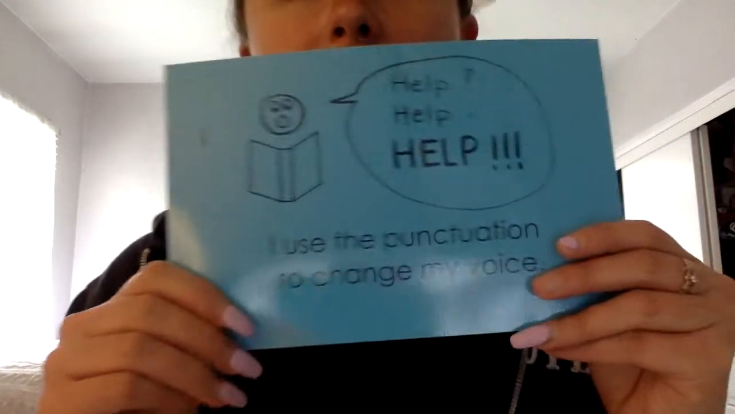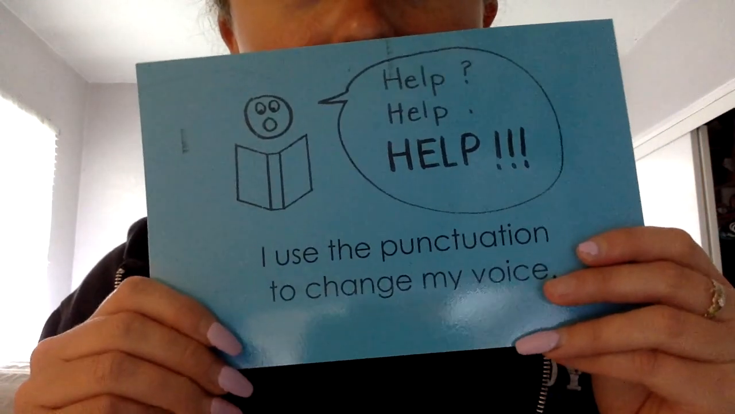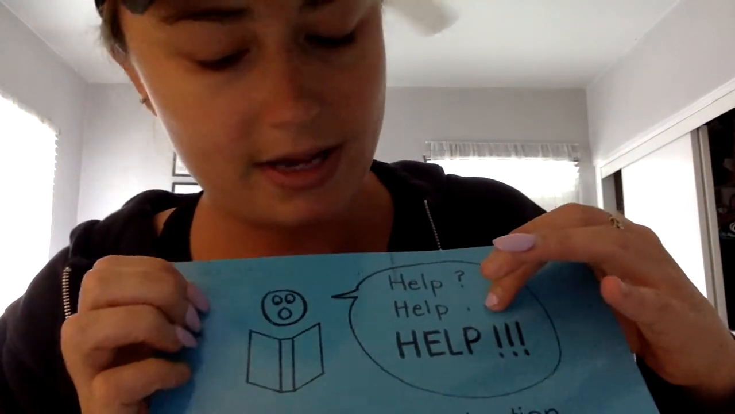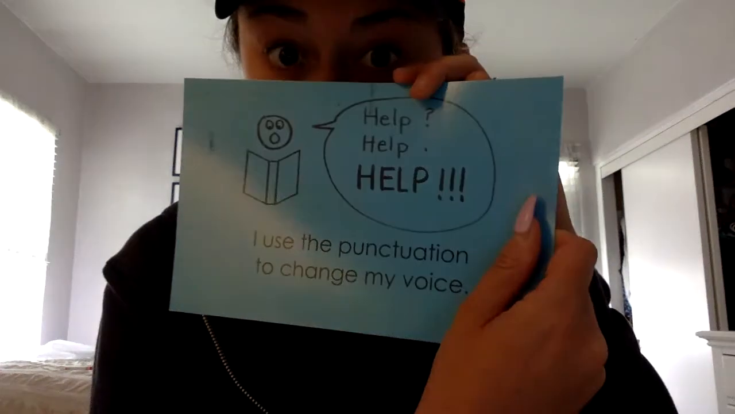This isn't the kind of book I wanted to read. And I have to say every word the book says. Uh-oh. So friends, I can use punctuation to change my voice. Look at what this guy's saying. Help, help, help, right? So if someone's asking for help in a story, they're most likely trying to yell it, right? So that's why there's all those exclamation points.